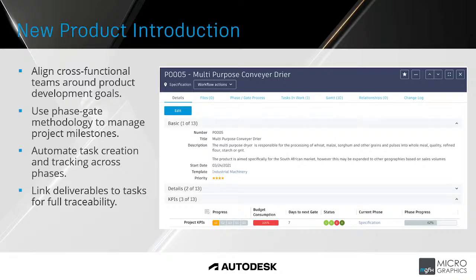So here we have a project dashboard. We can see this is for a multi-purpose conveyor dryer, and on the details page here we can see the project number, title, the description, but important at the bottom there we can see project KPIs. We can see that we've already gone over budget and we're only on phase gate 1, so there's a little bit of a problem here at the moment.